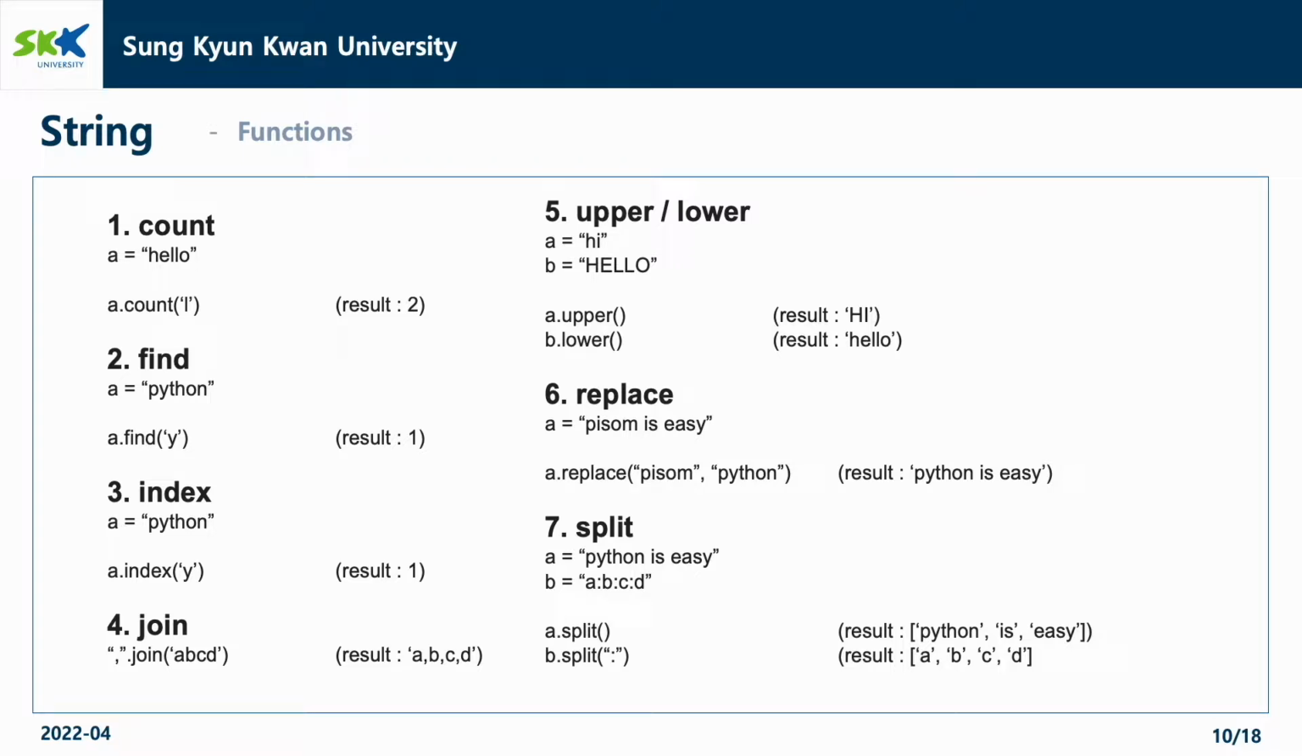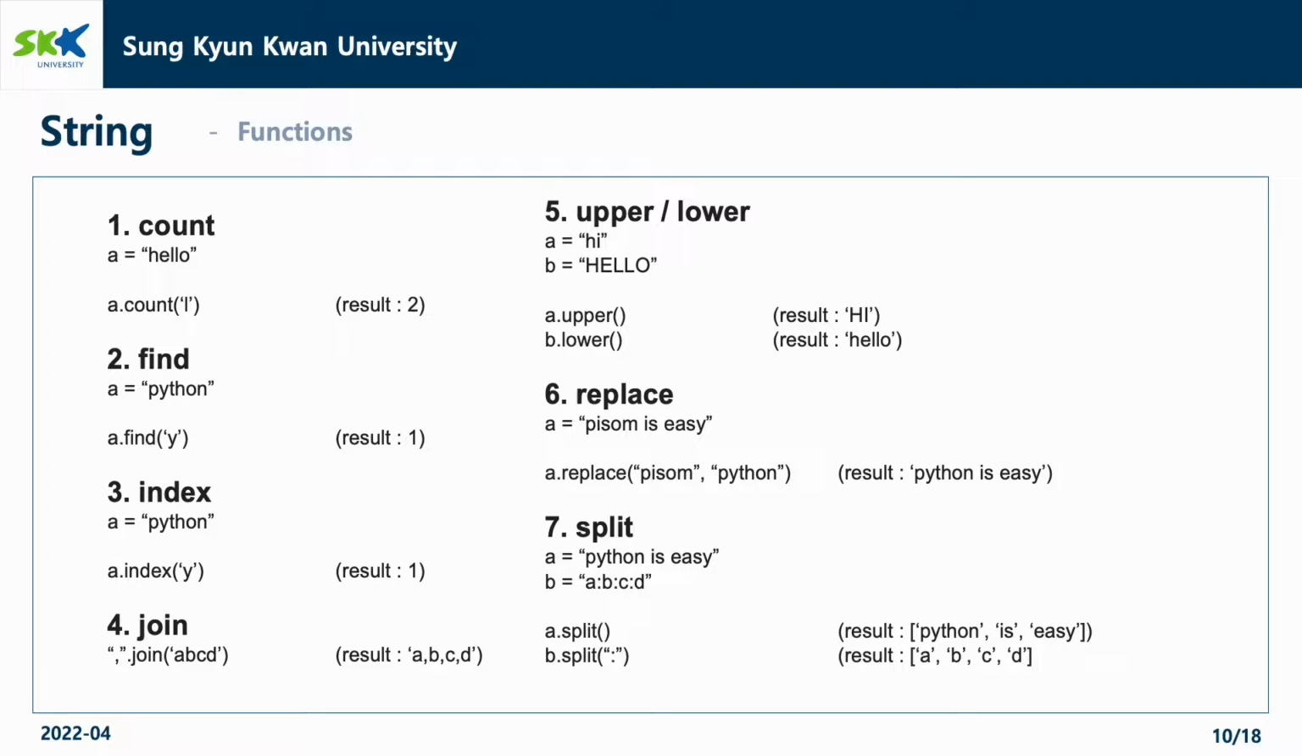String data types have their own functions. To use these functions, add a dot after the string variable name and then write the function name. The count function returns the number of occurrences of the character in the parameter in the string. In the following example, the result value is 2 because the number of i in the string A is returned.